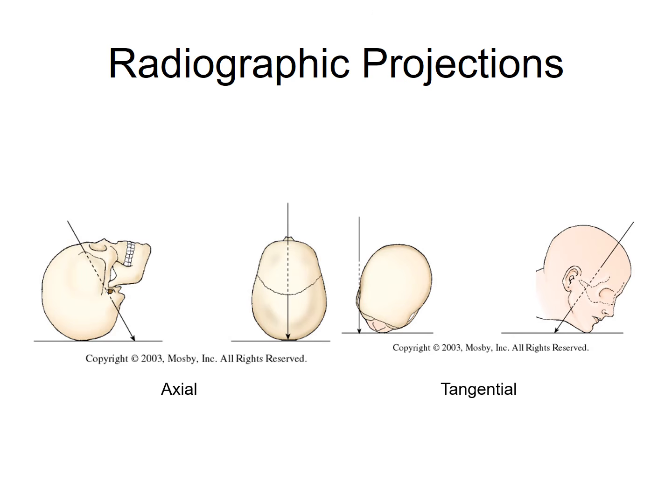So axial means that you're angled. Tangential means that you skim the body part. So in this case, the tangential, you're skimming the cheek area of the patient. Tangential.